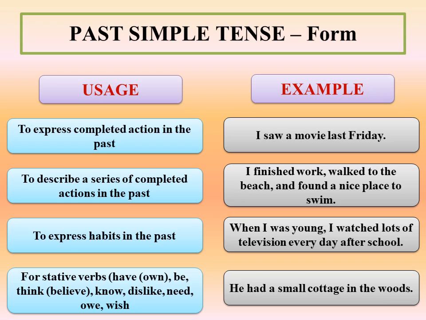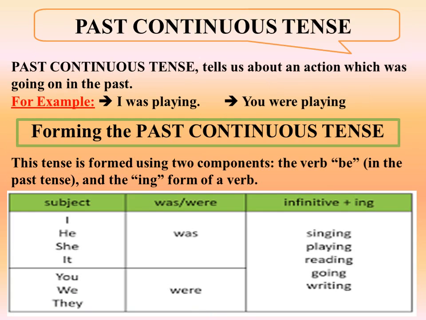Okay. The fourth usage is about stative verbs. That is have, own, be, think, know, dislike, need, owe, wish. That is like, he had a small cottage in the woods. So what does it say? He had a small cottage in the woods. Previously, he had a cottage in the woods.